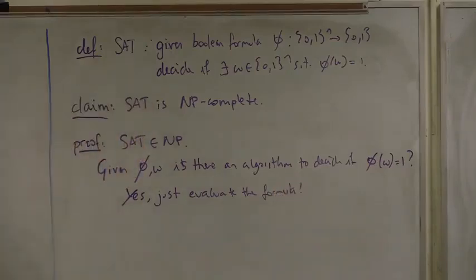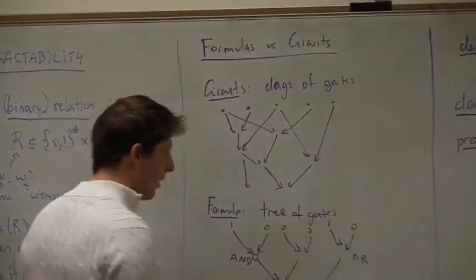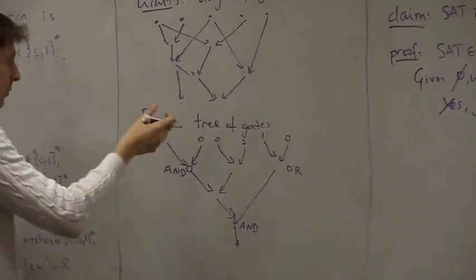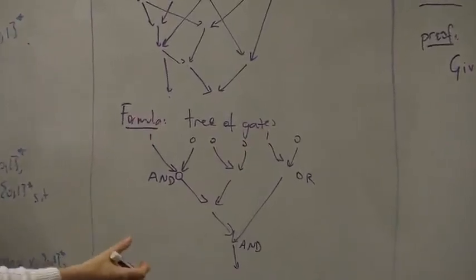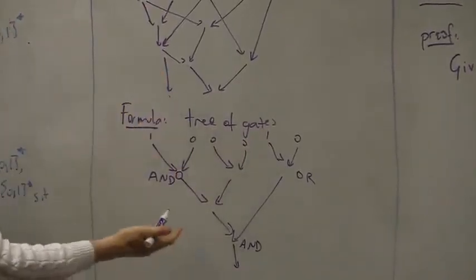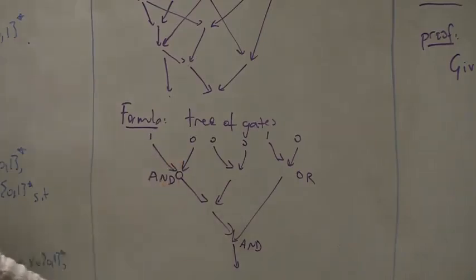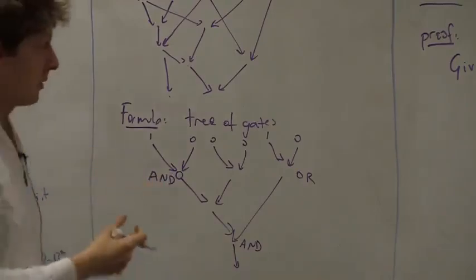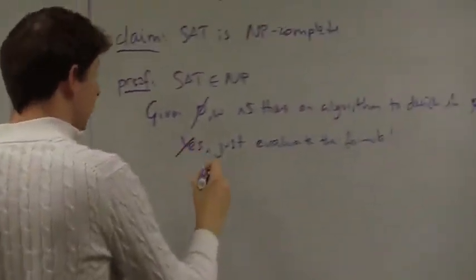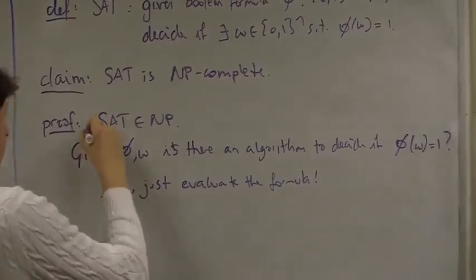Right? So if you go back to this tree here, if I assign specific inputs here, 1, 0, 0, 0, 1, 0, and I ask you, for this input, does this formula output 1? You can just go layer by layer and compute. So that is a linear time algorithm. Clearly, SAT is in NP. Okay? So that's one part.